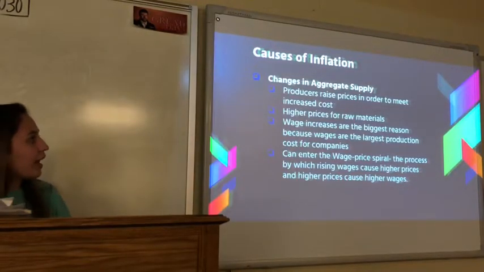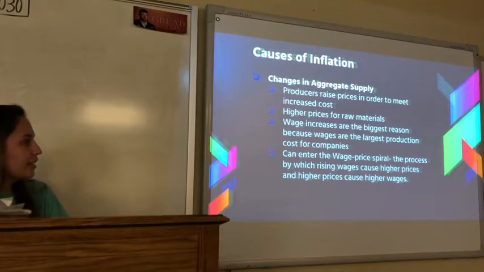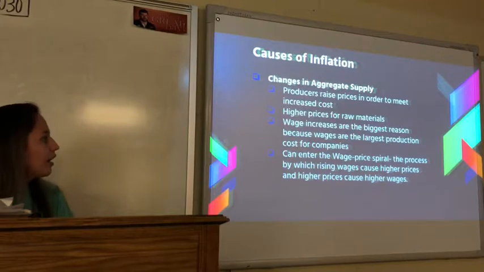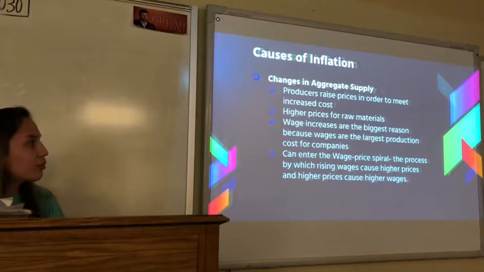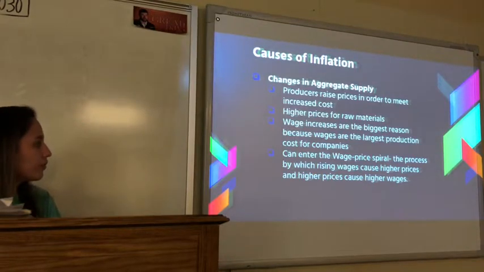Changes in aggregate supply. Producers raise prices in order to meet increased costs. The main reason the cost is increasing is because wages are increasing, and that's one of the biggest costs that companies have, paying their workers. Also, you can get higher prices for raw materials, which is going to make the price go up as well.